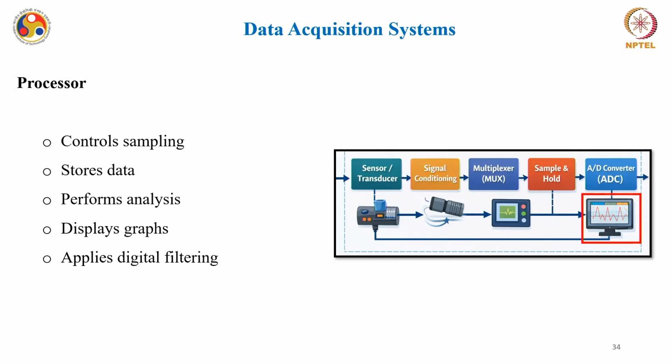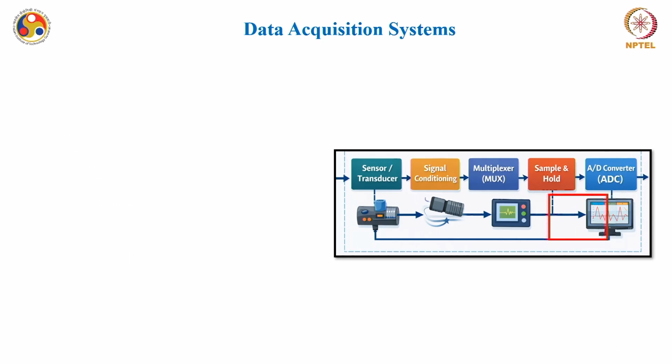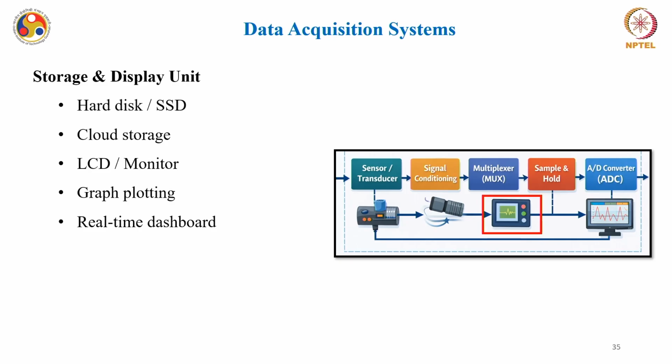Then an important constituent of the data acquisition system is a processor which controls the sampling, which can store the data, or at least which can command to store the data. It can also do performance analysis, display the graphs and apply digital filtering to the data that has been processed already. Then the storage and display unit's job is to store the data. It can be on the system or it can be on the cloud. It has monitors to display the data, and it can plot the data.